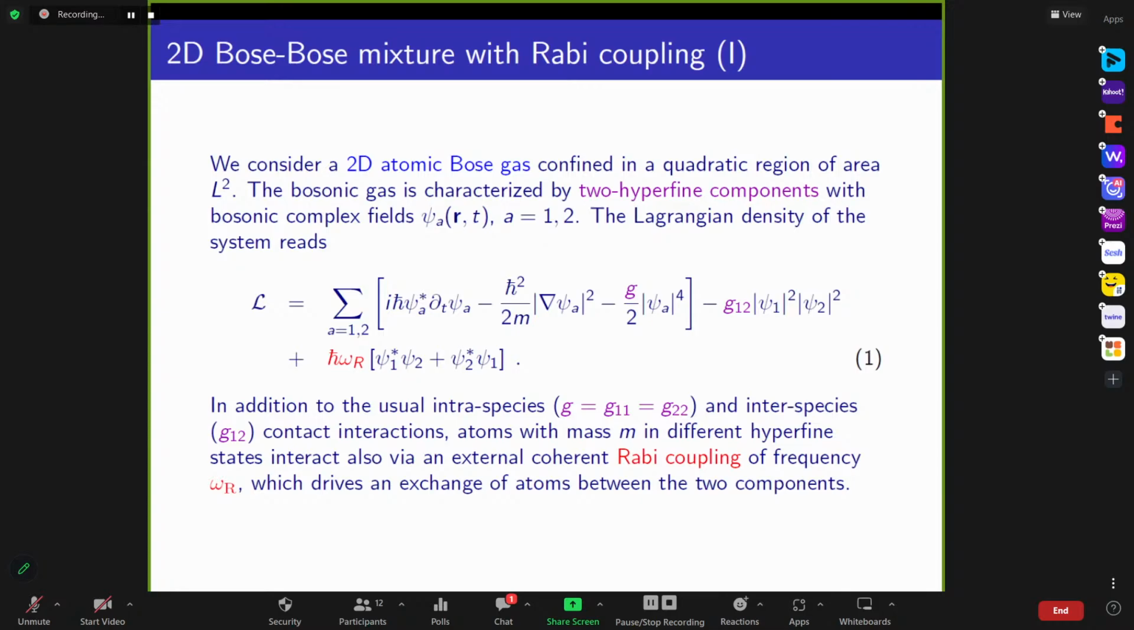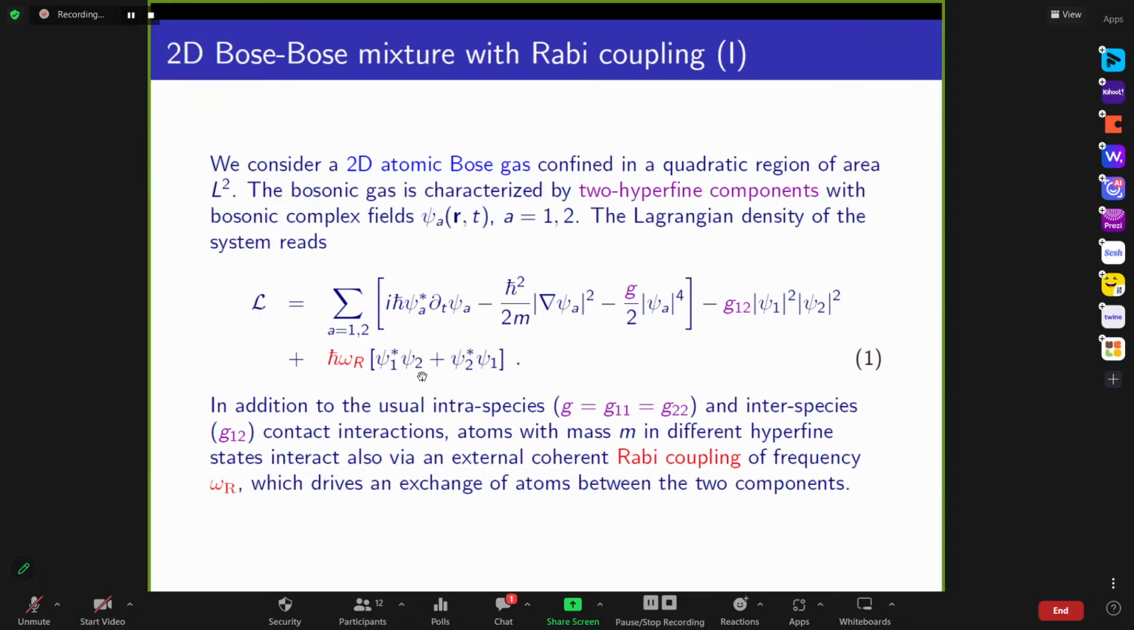The Lagrangian density of the system is the one shown in equation 1, where you recognize the familiar evolution term, the kinetic term, the interaction G. Actually, G is the intraspecies interaction. I am assuming that this contact interaction for component 1 is the same as component 2, so G11 is equal to G22 and equal to G. But there is also the interspecies interaction, G12, which is instead assumed to be in general different.